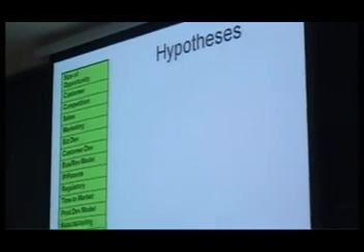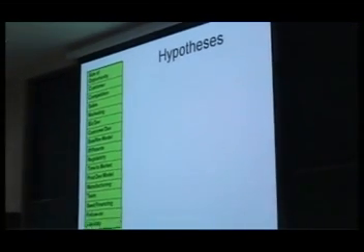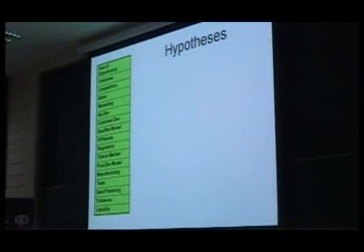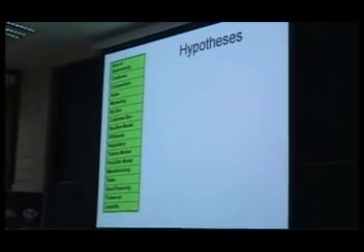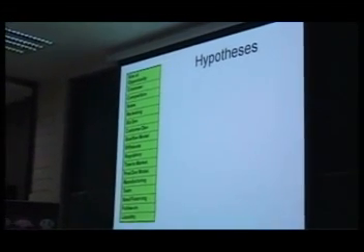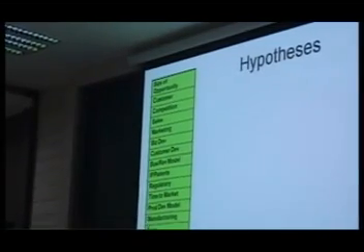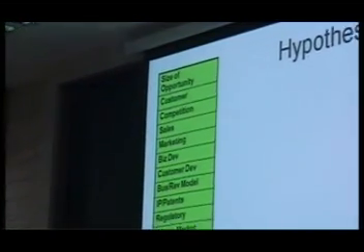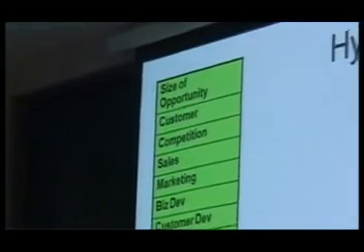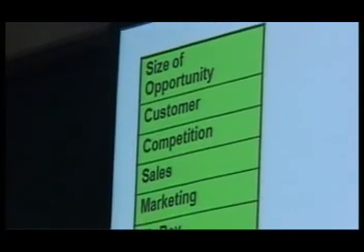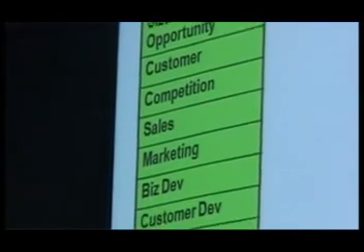Size of opportunity, customer, competition, sales, marketing, business development, customer development, revenue models, patents, regulatory stuff. Risk and mitigations. Huh? Any external risk and their mitigations. Actually, that's a good point. External risk and risk mitigation is altogether a different thing.